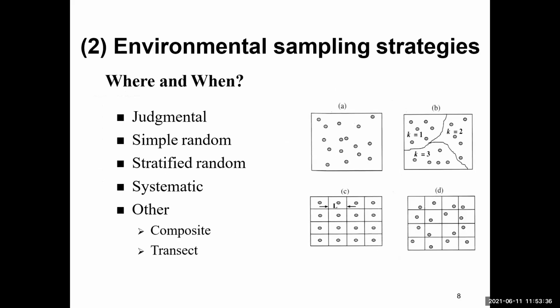Then now the environmental sampling strategy, where and when. Where, which site; when, date. The first is judgmental, simple random, stratified random, systematic, others. Others means composite and transect. So this is the environmental sampling strategy. How to make the strategy: judgmental, simple random, stratified random, systematic, others.